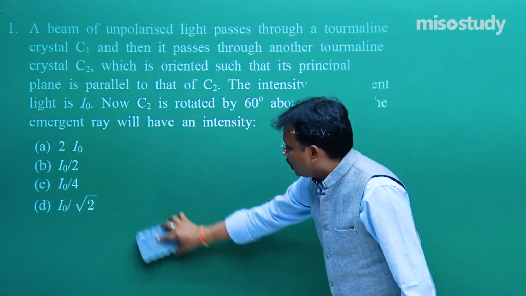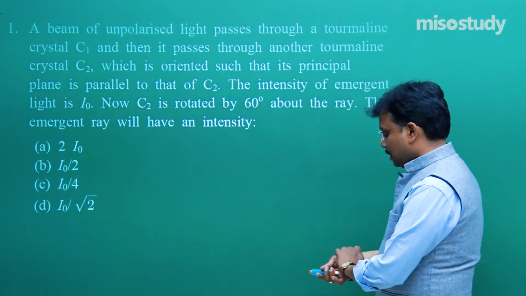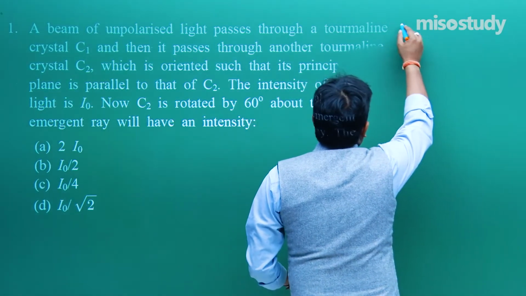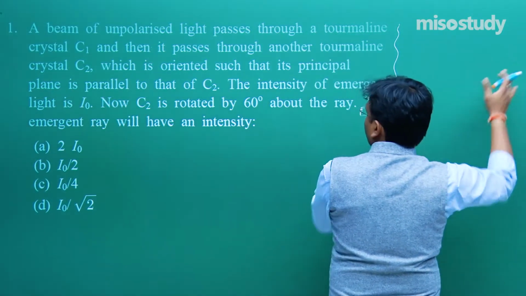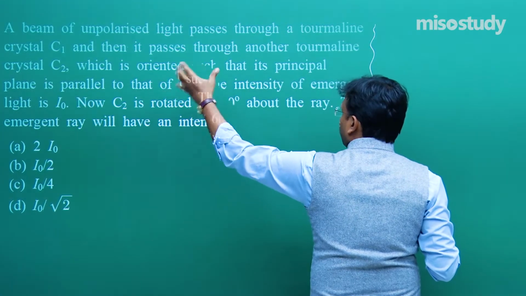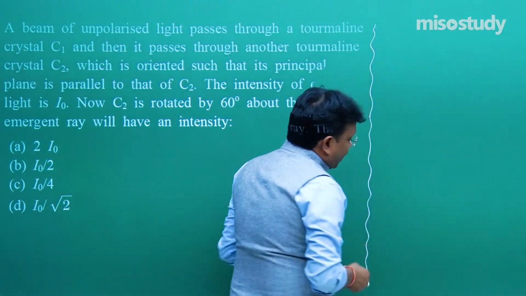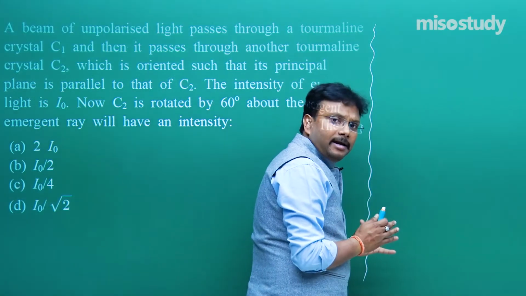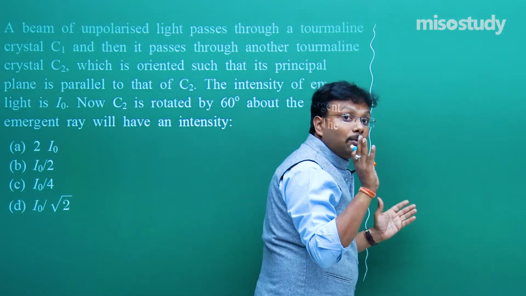I hope the problem is clear to all of you. Let us start this solution. I will use the available space over here, so that you can correlate the explanation at this point with the particular question. So, in this I can say intensity of light that is coming out from first crystal. Ultimately we have to find that out.